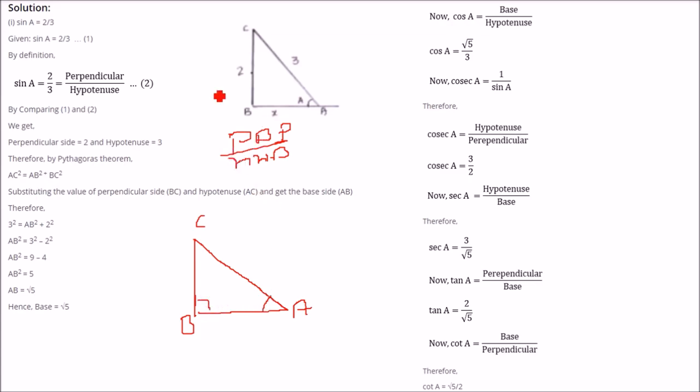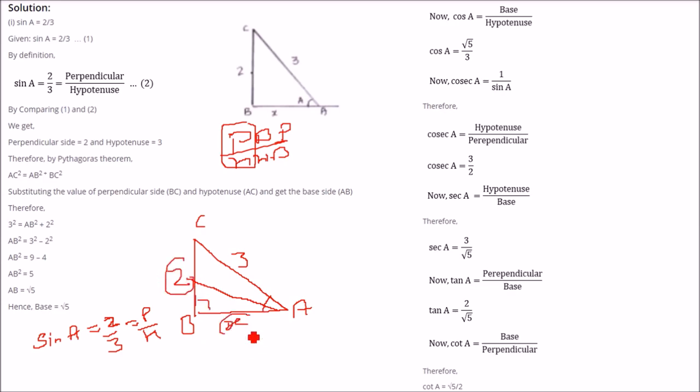Now in this case, sin A is given by 2 by 3. What does it mean? We know sin A is perpendicular by hypotenuse. So we will equate it like this, perpendicular upon hypotenuse. Now perpendicular is 2. The side opposite to the angle is perpendicular. Hypotenuse is the bigger side, which is this one. So how to find this side? We will use the Pythagoras theorem. Let us assume it to be x.